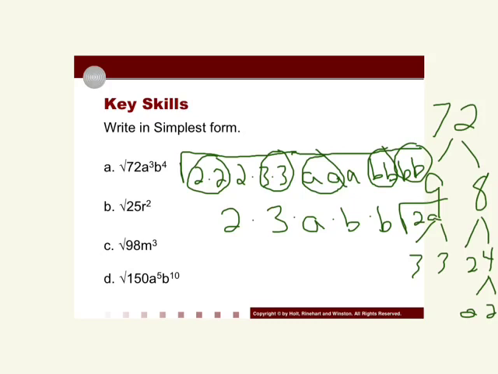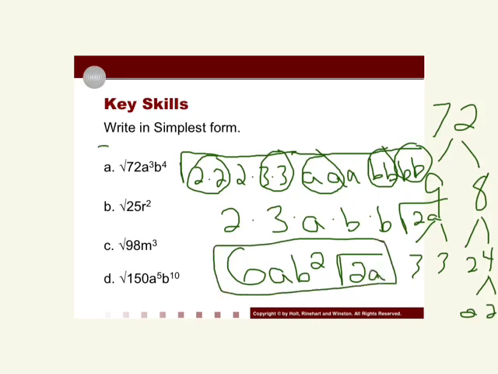Then I can go ahead and simplify those terms out front. 2 times 3 is 6. A, and B times B is B squared. So my final answer is 6AB squared times radical 2A. That's example number 1. So in review, I factored it out, and then the pairs got pulled out front, and then I simplified it.